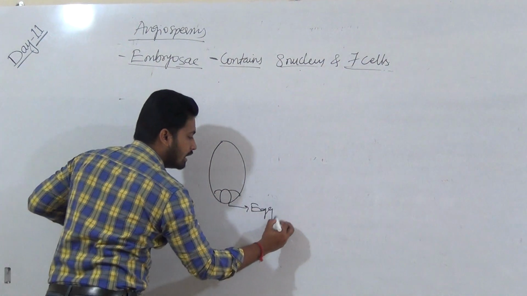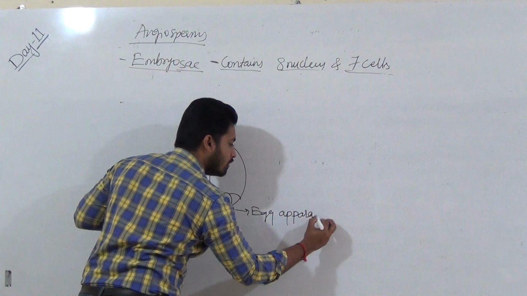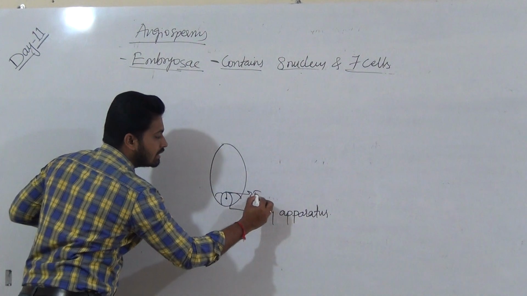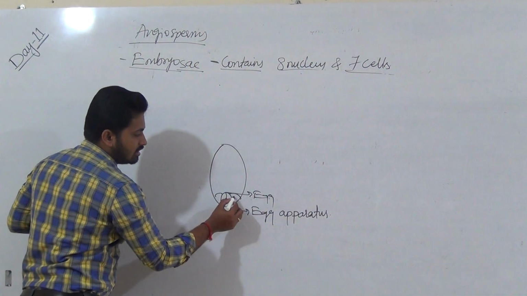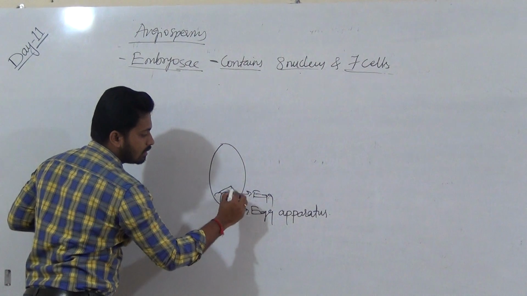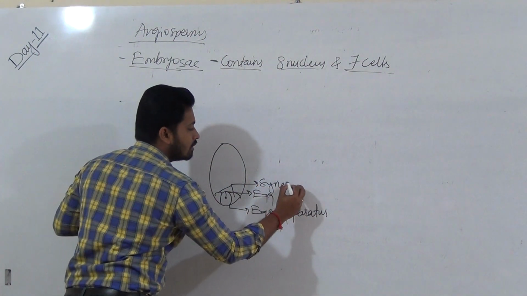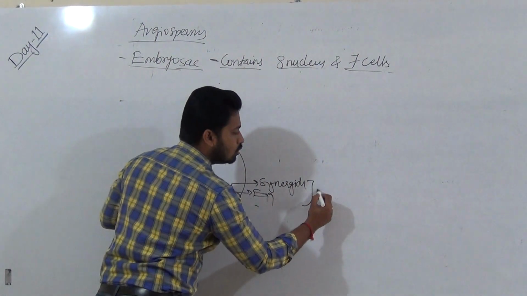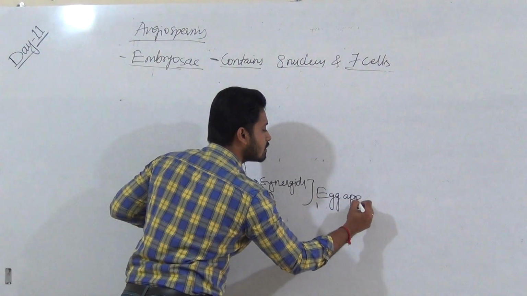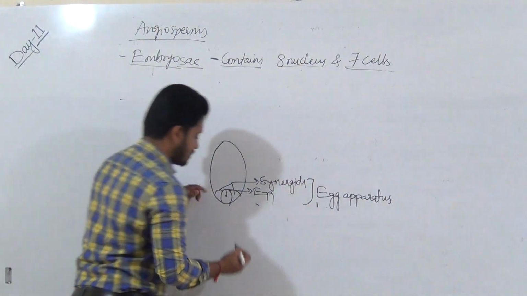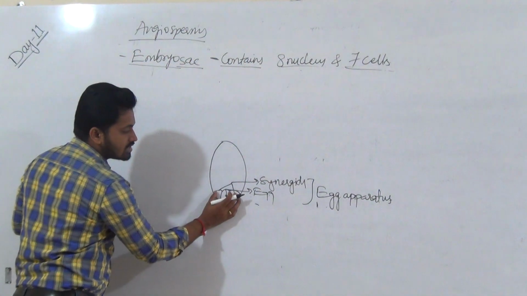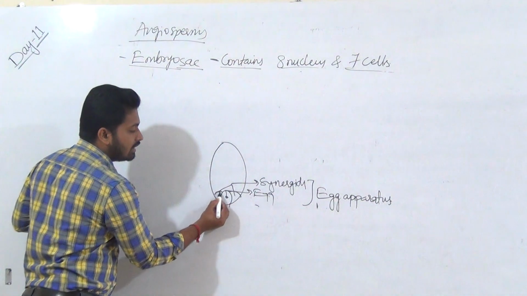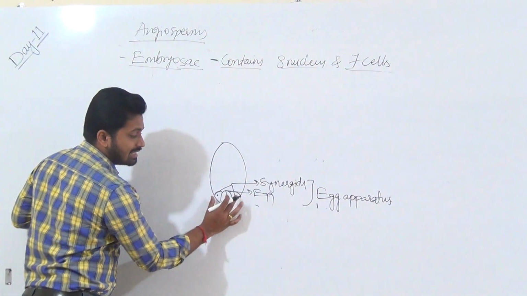Egg apparatus. Please remember. The one at the center is the egg, and these two cells, one on either side, are the synergids. Together they are the egg apparatus. So here there are 3 nuclei and 3 cells.